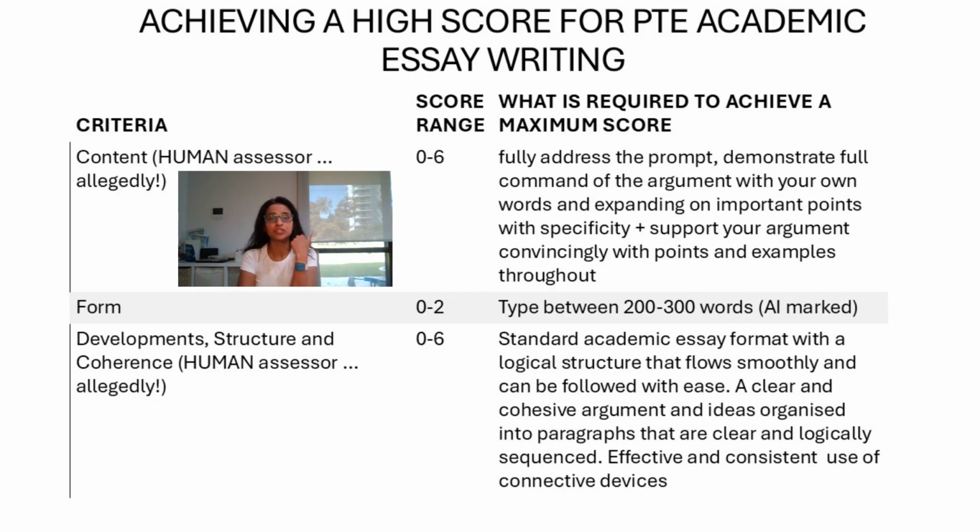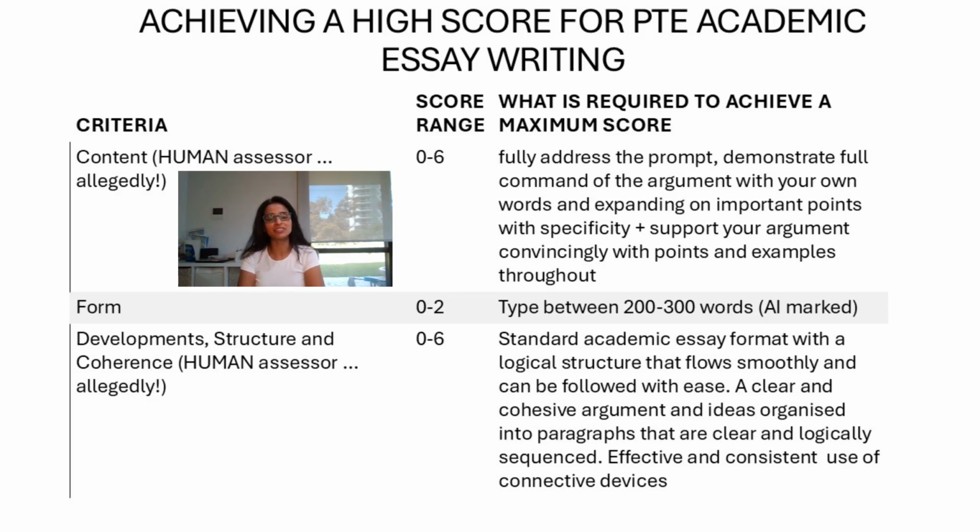To get 6, you need to fully address the prompt, demonstrate full command of the argument with your own words, expand on the important points and be specific about it, support your argument convincingly with points and examples throughout the essay. Okay? So, the next one is form. Now, that's number of words. If you don't type between 200 and 300 words, you're not getting the full 2. Okay? You can either get 1 or 0. 0 is when you write way too little or way too much.